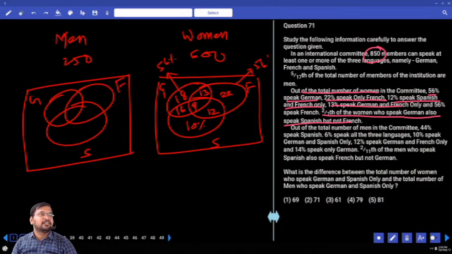Now we know all of it, clear? Now if you add all these values, you will get 100%. That 100% will be equivalent to 600. We can take whichever value we need.